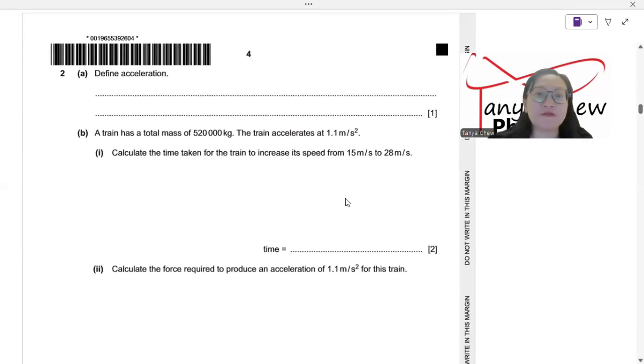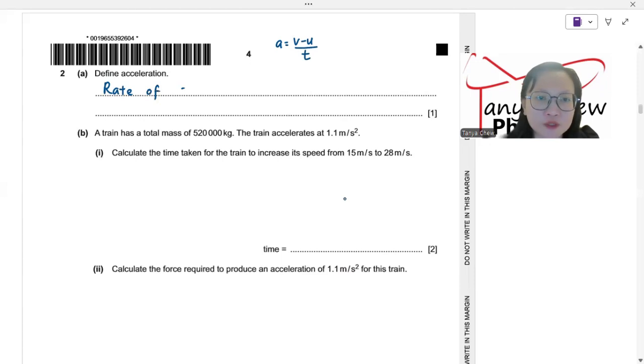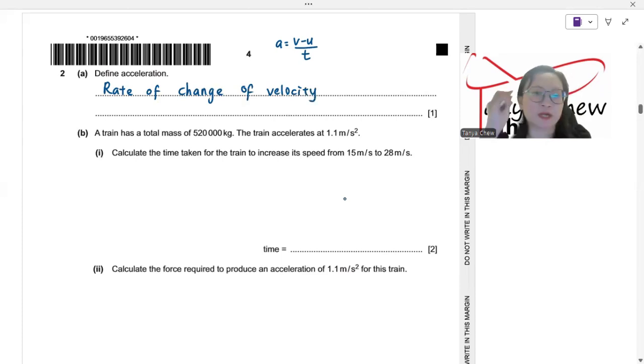Now, second question, define acceleration. Now, if you want to define acceleration by using equation a is equal to v minus u over t, don't just stop right there. You have to put a comma here and explain where a is equal to acceleration, v is equal to final velocity, u is equal to initial velocity, and t is equal to time. Then only you are eligible for that 1 mark. But if they ask me to define acceleration, I would rather define it using words, rate of change of velocity, or you can say change in velocity per time taken, not a problem. That is how I define my acceleration right here.